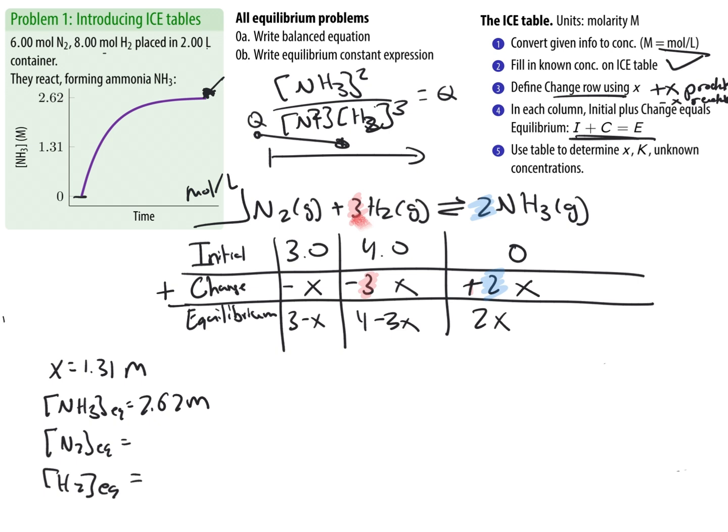Now at this point, I can calculate the other equilibrium concentrations. Because I know the value of X, for N2, the equilibrium N2 is 3 minus X. So I can do 3 minus X is equal to, and I know X is 1.31, so when I plug that in, I get 1.69 molar. H2 is 4 minus 3X. So when I plug in X equals 1.31, I get 4 minus 3X ends up being 0.07 molar.